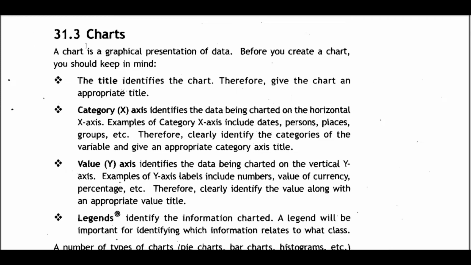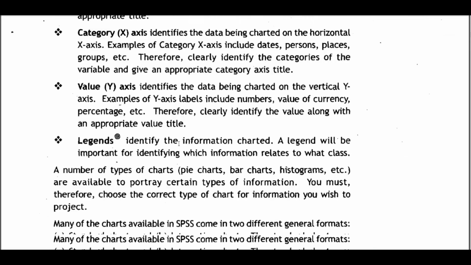31.3 Charts. A chart is a graphical representation of data. Before you create a chart, you should keep in mind that title identifies the chart. Therefore, you give the chart an appropriate title. Category x-axis identifies the data being charted on the horizontal x-axis. Examples of x-axis categories include date, persons, places, groups, etc. Therefore, clearly identify the categories of the variables and give an appropriate category x-axis title.